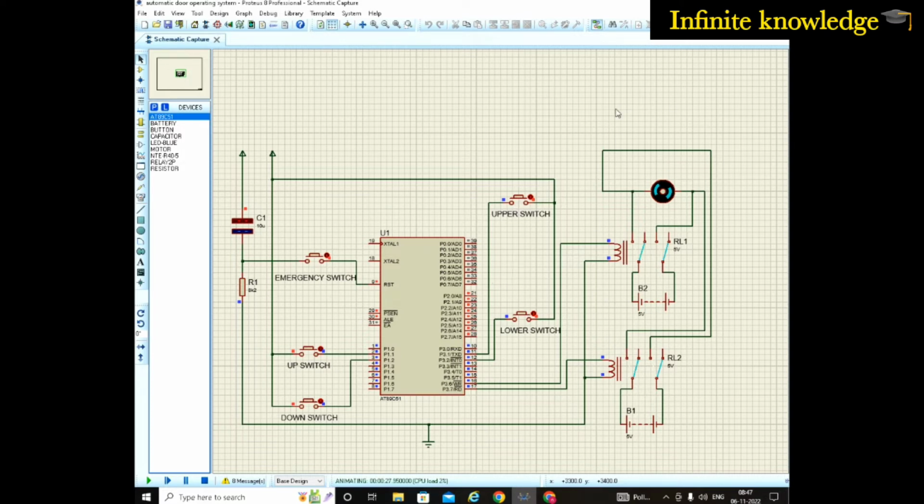Now your door is on the upper side, and you want to close it. For closing it, you just press this down switch once. As you press, the motor is now rotating in the opposite direction. Previously it was rotating in the anti-clockwise direction, and now it is rotating in the clockwise direction.